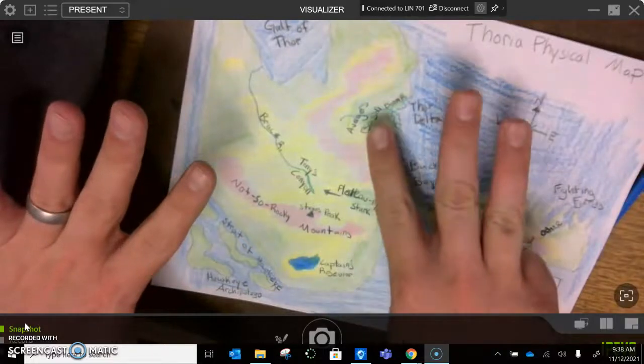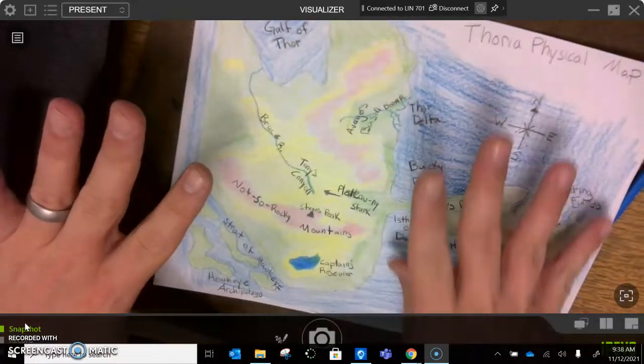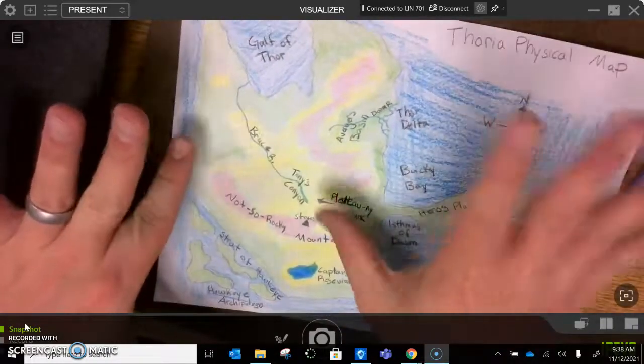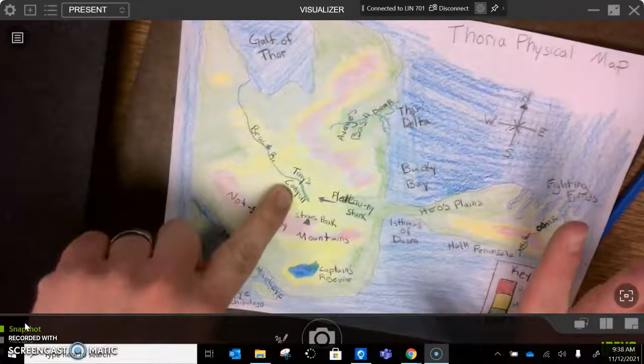Now when I go in, I have a basin. I have a plateau. I'm going to show you this in just a second. I have a canyon. That's 11.